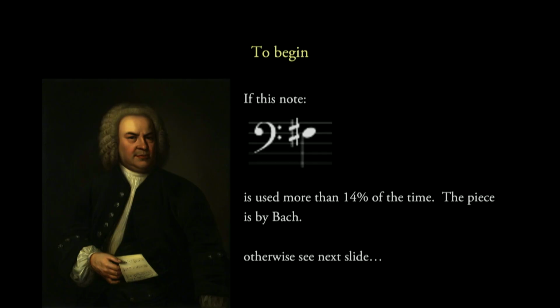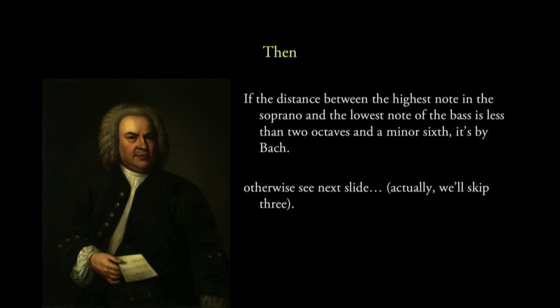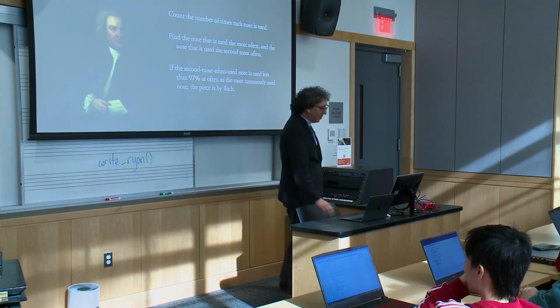To begin, if the note F sharp below middle C is used more than 14% of the time, the piece is by Bach. Otherwise, if the top number in the time signature is 3 or less, it is by Bach. Otherwise, I love this one: if the distance between the highest note in the soprano and the lowest note of the bass is less than 2 octaves and a minor sixth, then it's by Bach. And then there are 3 more things. We get to the final one.